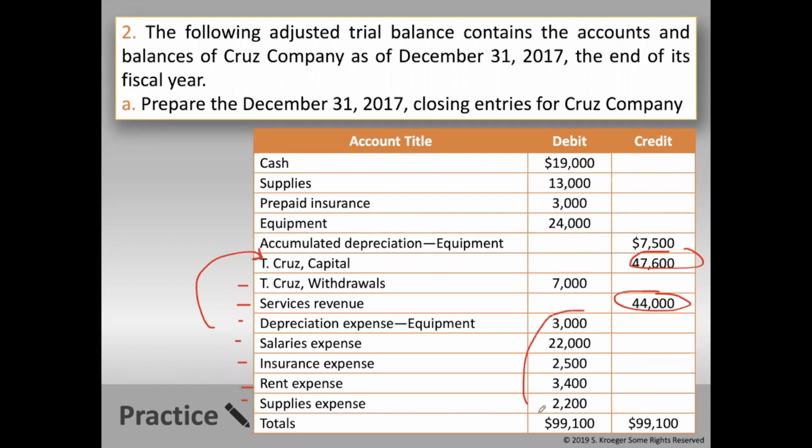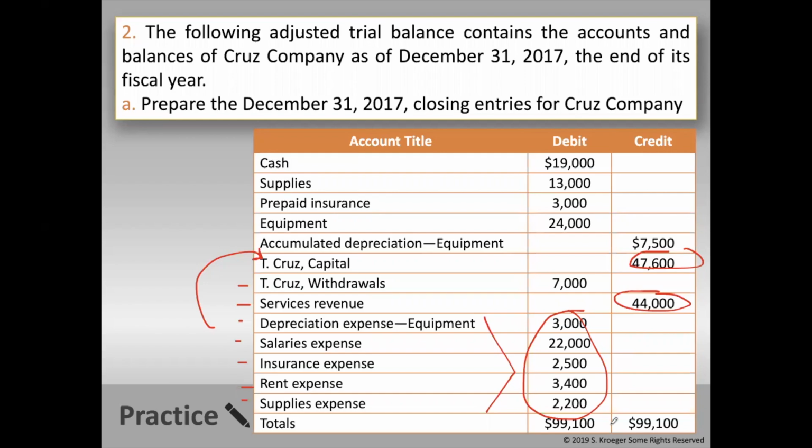Step 2 is to close all of the expense accounts to income summary as well. These are all of the expense accounts right here. We have depreciation expense, salaries expense, insurance expense, rent expense, and supplies expense. You see it has a debit balance, meaning to close it, we have to credit it to zero it out. All of these expenses will be credits. Income summary will be a debit, and it'll be a total of all of these.